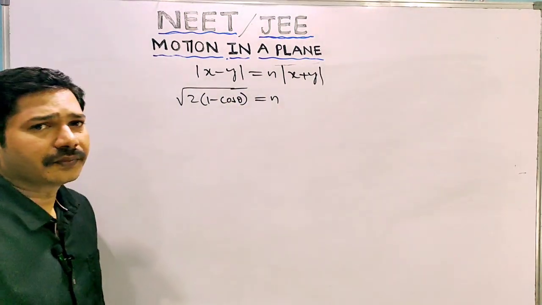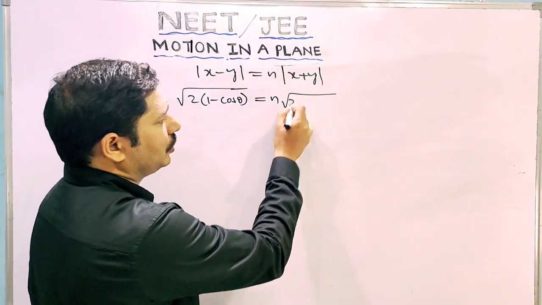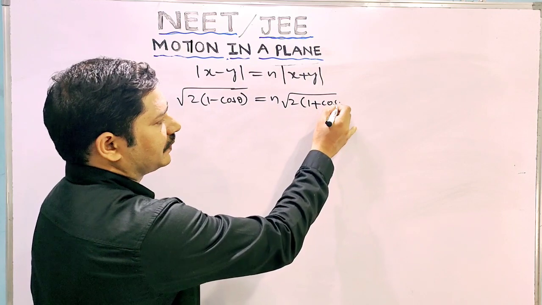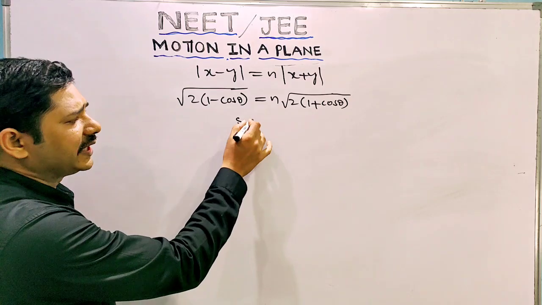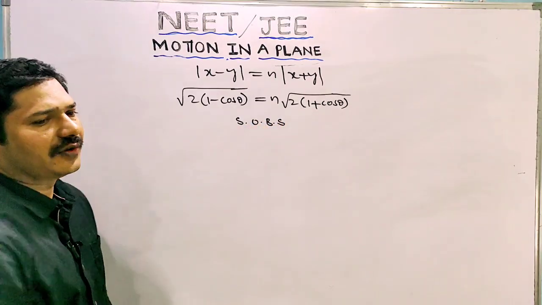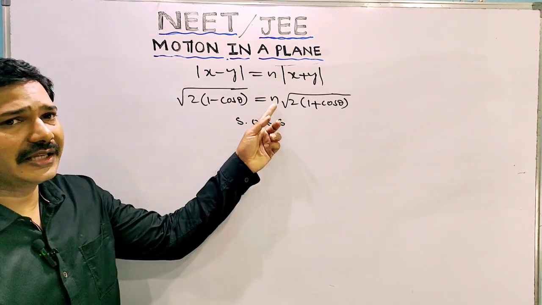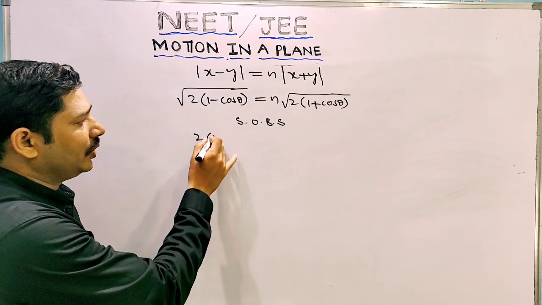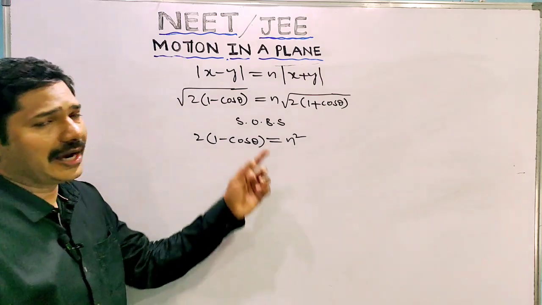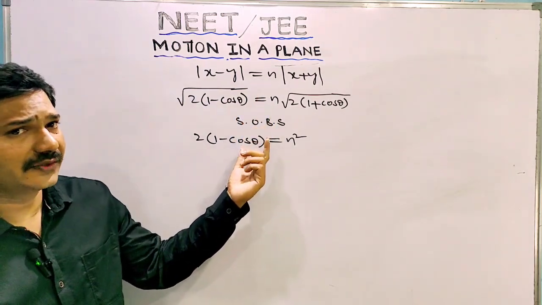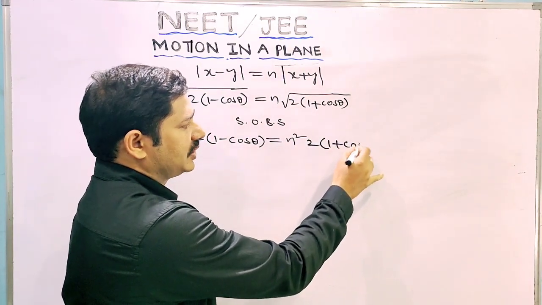Here, n into, here addition. Addition time, how much we got? Under root, 2 into 1 plus cos theta we got. 1 minus cos theta, here 1 plus cos theta. Squaring on both the sides. Both the sides squares cancel, but here n is there, so n whole square will come. 2 into 1 minus cos theta is equal to n square, root is not there, so square will come, into 2 into 1 plus cos theta.